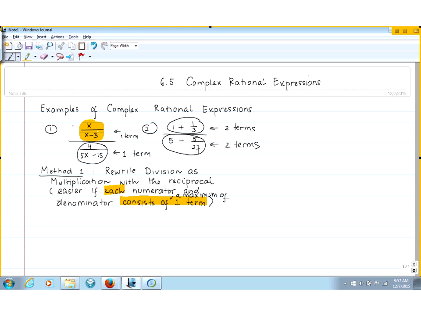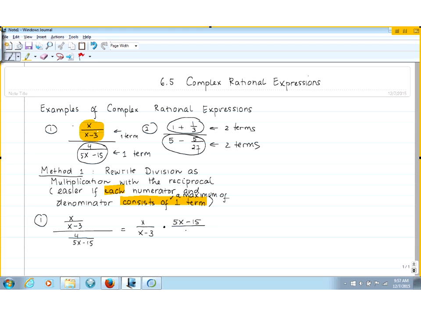Alright. So now I'm going to write this number 1. So this is x over x minus 3 divided by 4 over 5x minus 15. How do I rewrite this as multiplication? This is x over x minus 3. Instead of division, I will change this to multiplication with the reciprocal. So what is the reciprocal of 4 over 5x minus 15?